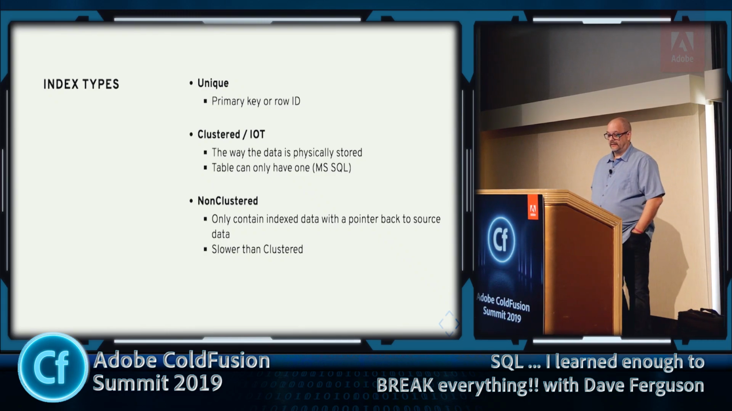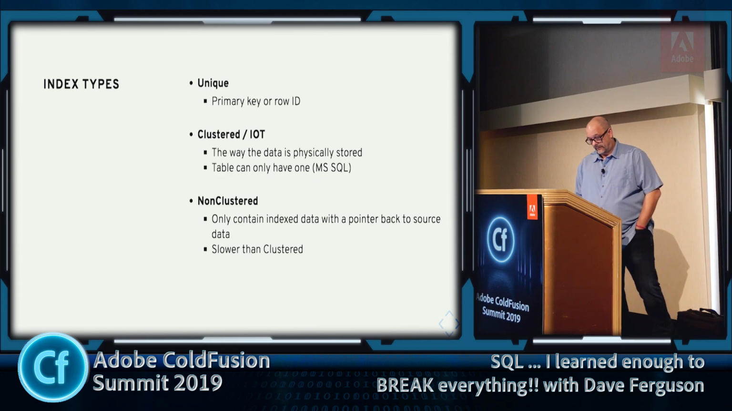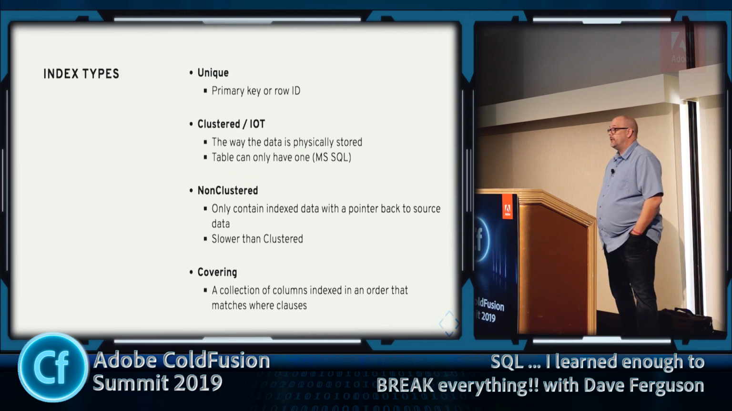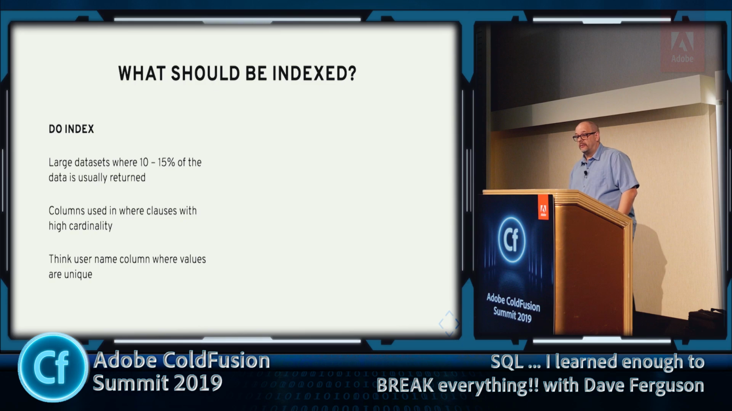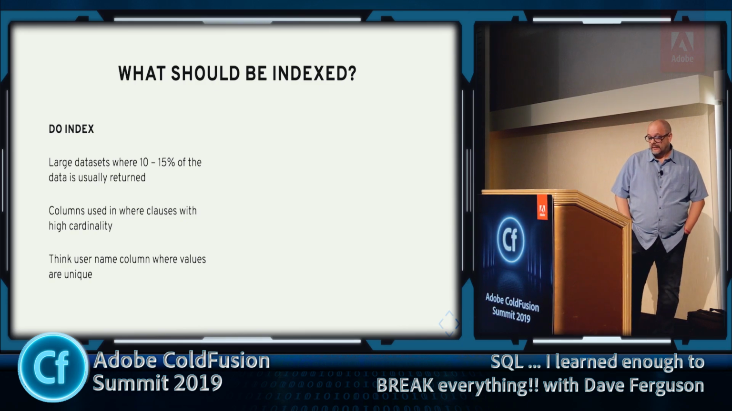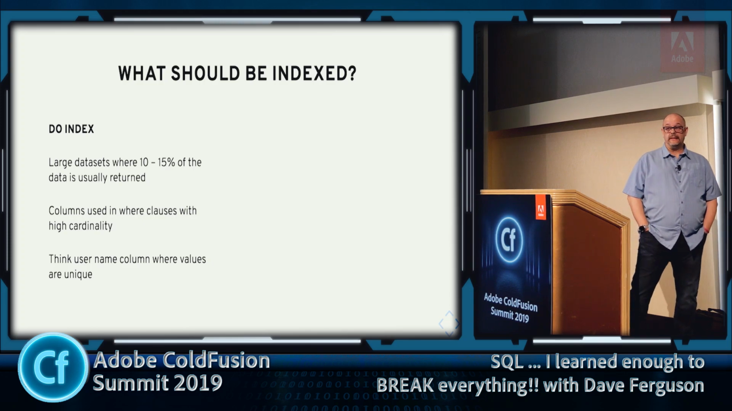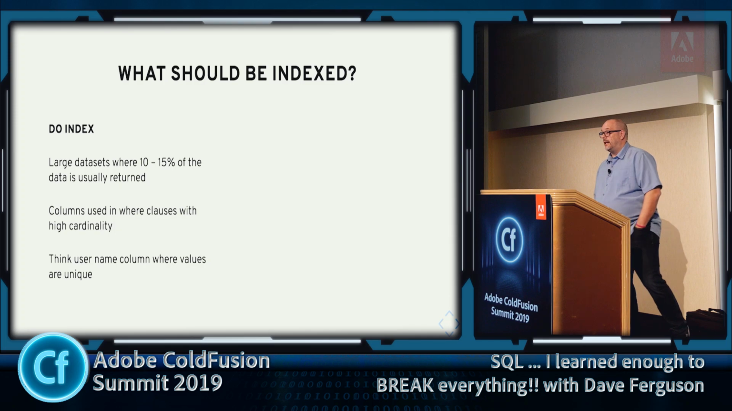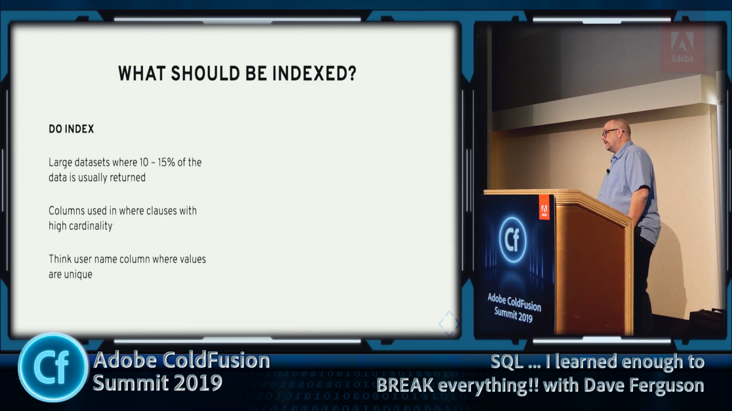So, what should you index? Do index data where 10 to 50% of the data is usually returned. So, if you've got a table of 1,000 rows and you're generally returning a couple hundred of those, you want to index a lot of that data. Columns where the where clauses have high cardinality, like your username column or your email column, you want to index those. It will make your lookups way faster.